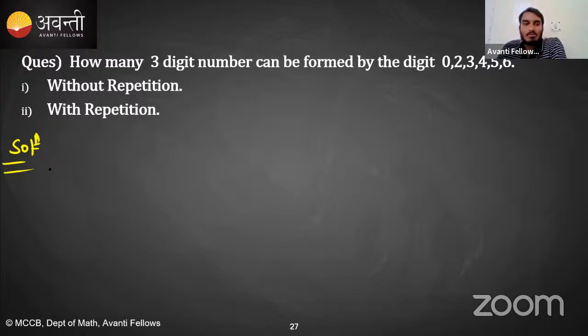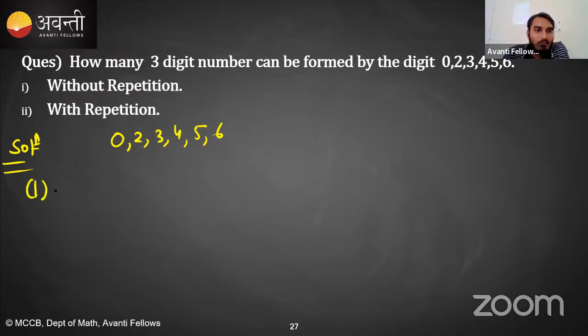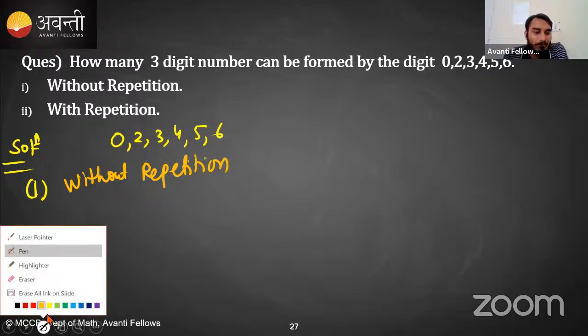So everybody pay attention. What are the digits we have? We have the digits 0, 2, 3, 4, 5, 6. Is this clear? So the first part is without repetition. Can anybody tell me in the chat box quickly?